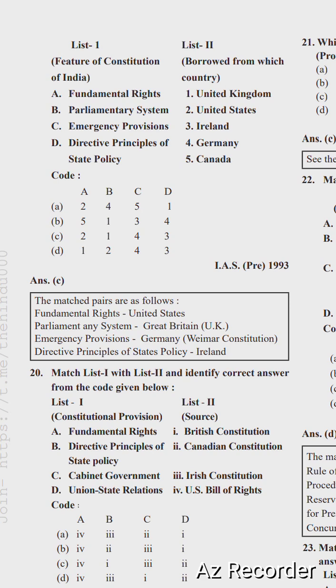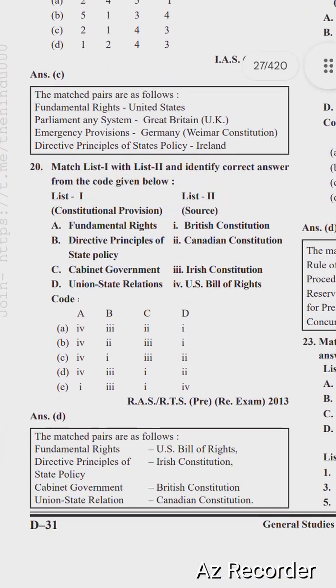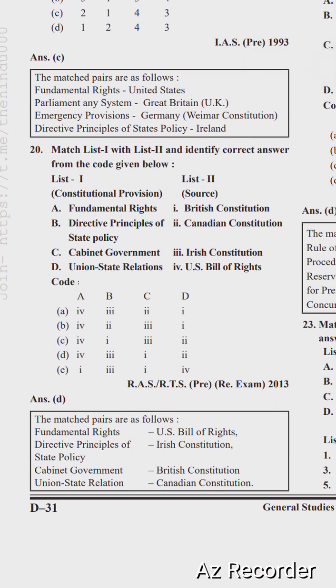The matched pairs are as follows: fundamental rights related to United States, parliamentary system related to Britain, Great Britain, UK, and the emergency provision related to Germany, Weimar Constitution, and directive principles of state policy related to Ireland.